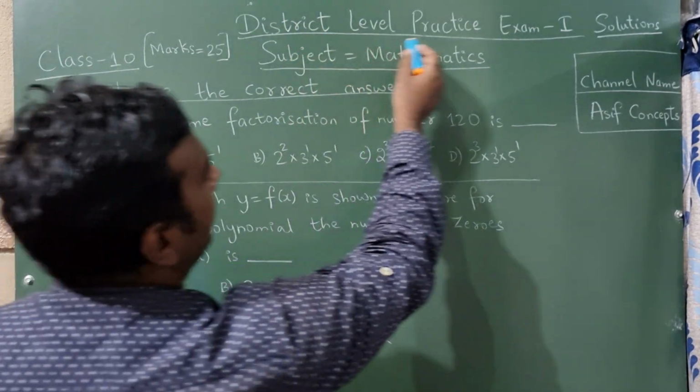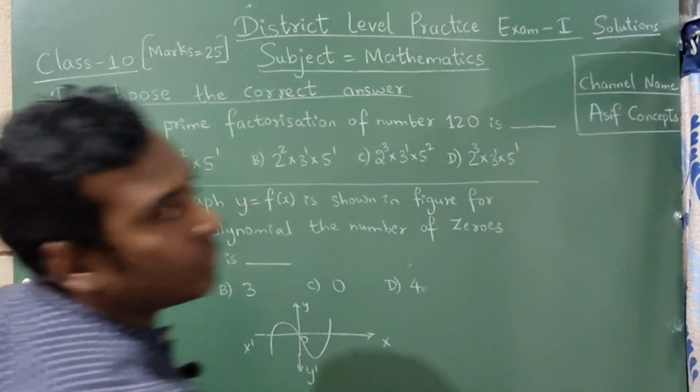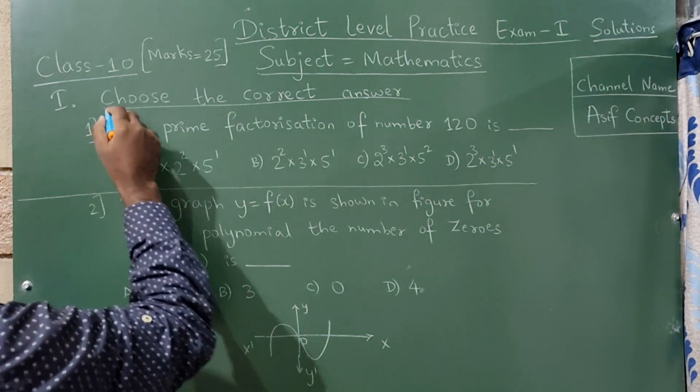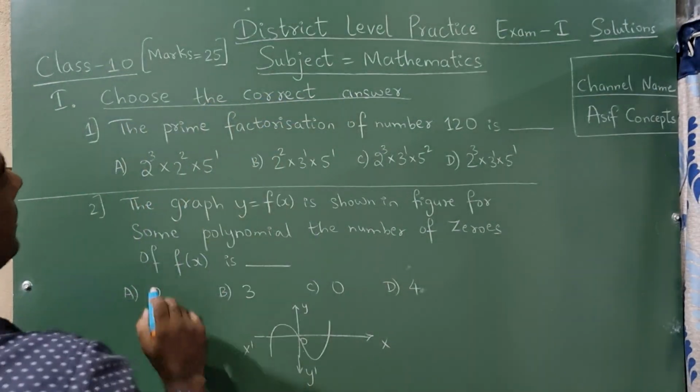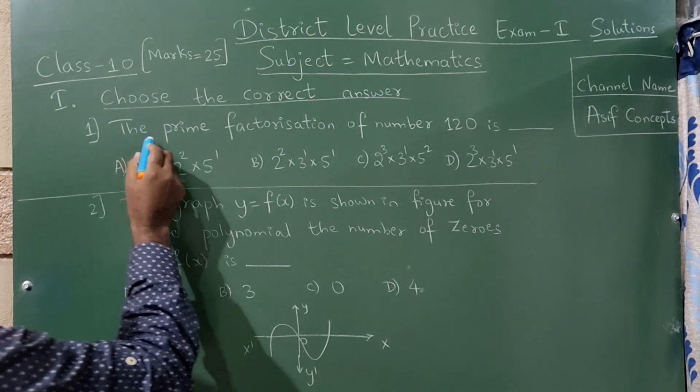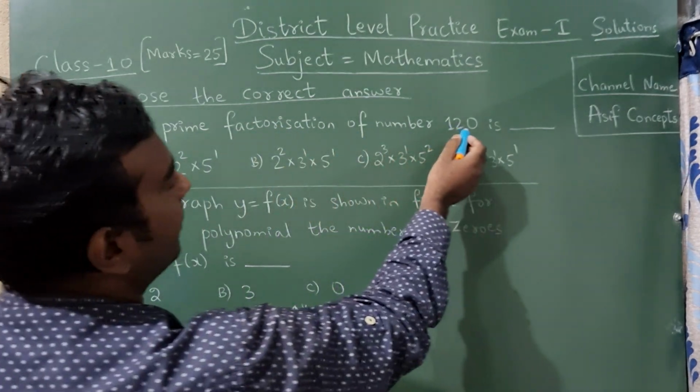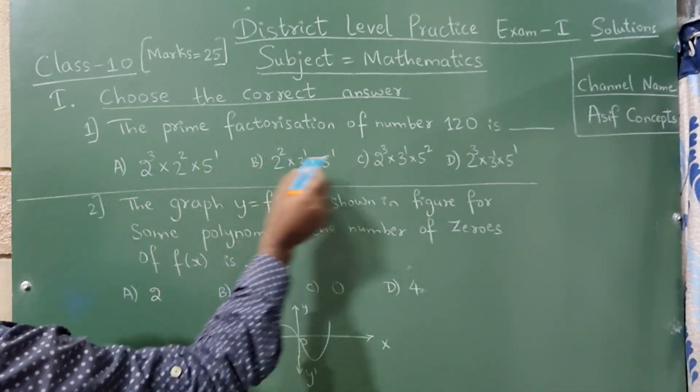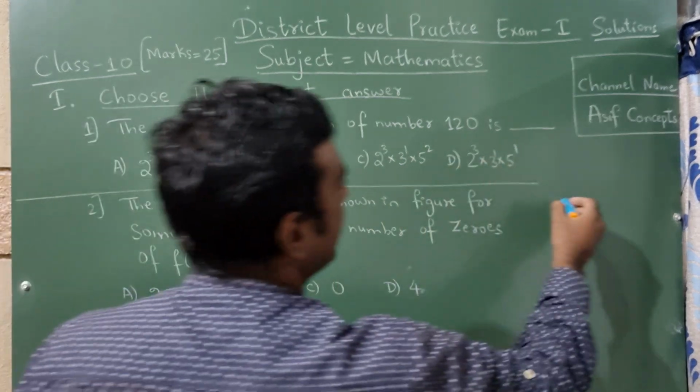This is the district level practice exam solutions. Now choose the correct answer for the given questions. The prime factorization of the number 120 is, there are 4 options. Let us see which one is correct.